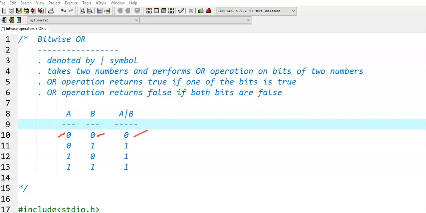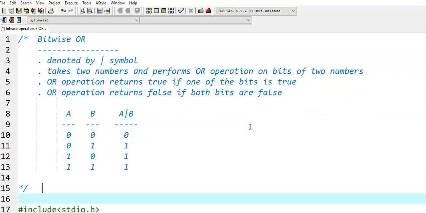In the second case, the first is 0 and the second one is 1. That means at least one of the bits is true. If at least one of the bits is true, then the output of the OR operation is true. In the third case here, one of the bits is true, so we get output 1. In the last case, both inputs are 1, and we get output 1. In this fashion, the bitwise OR operator performs the OR operation on individual bits.